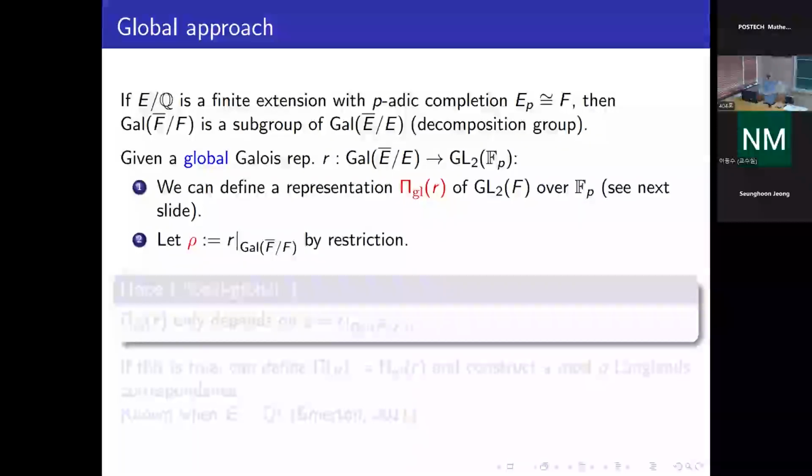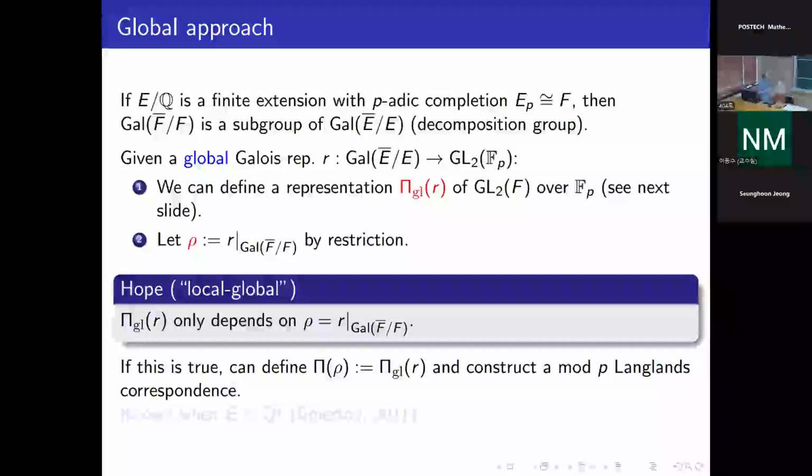And we can start from a global mod p Galois representation and then try to do this kind of restriction. So on the one hand, we can get a Galois representation of the Galois group of F by restriction. But on the other hand, because we're in this global setting, we have new constructions that we don't have available in the local context. And there's a natural candidate that I denote by Π_global(r), GL for global, that is defined using the Galois representation, and that is a representation of GL2(F) over Fp. I will briefly outline the construction on the next page.